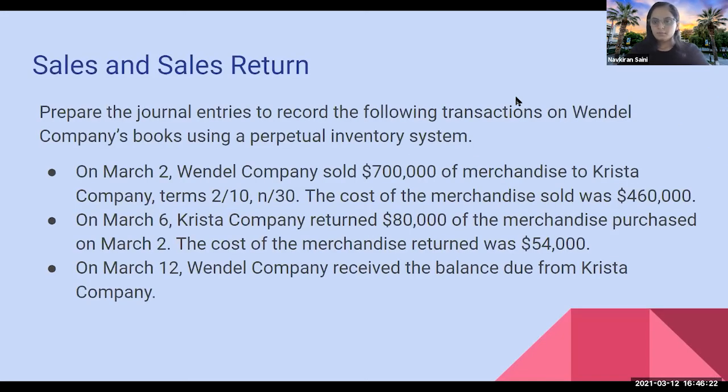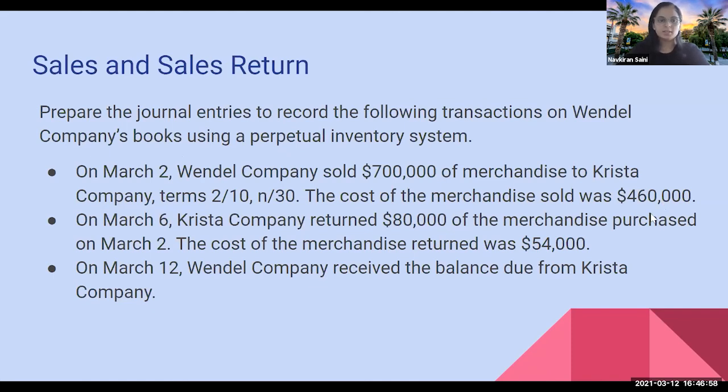Okay, let's read the problem first, and then we'll do the journal entries for it. Prepare the journal entries to record the following transaction on Wendell Company's books using the perpetual inventory system. On March 2nd, Wendell Company sold 700,000 of merchandise to Krista Company for 2/10 net 30 credit terms. The cost of the merchandise sold was 460,000. This is where we're going to use our cost of goods sold. This is the cost of the goods that we sold, right?